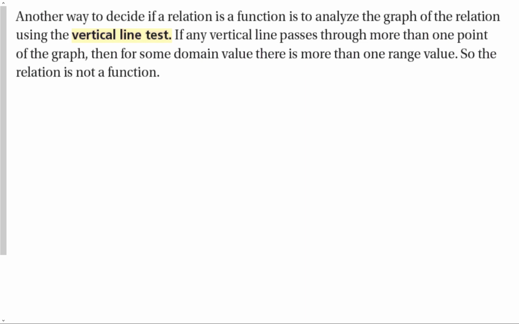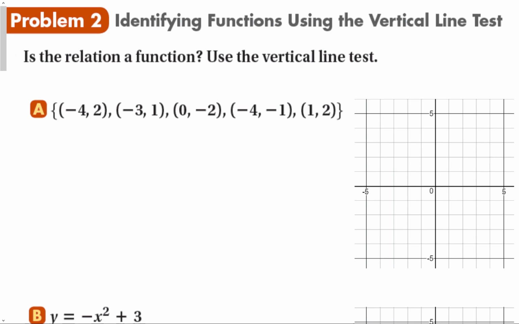Another way to decide if a relation is a function is to look at the graph of the relation and use something called the vertical line test. I'm going to draw a vertical line straight up and down, and if it passes through more than one point on the graph, then for some domain value there's more than one range value. So the relation is not a function.